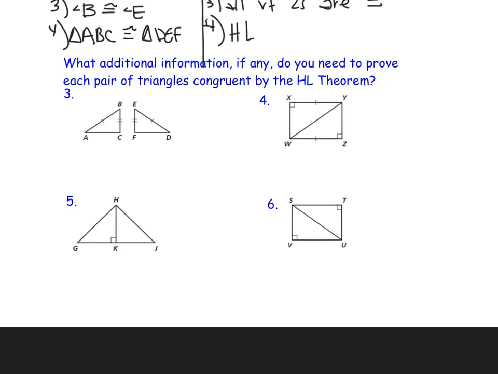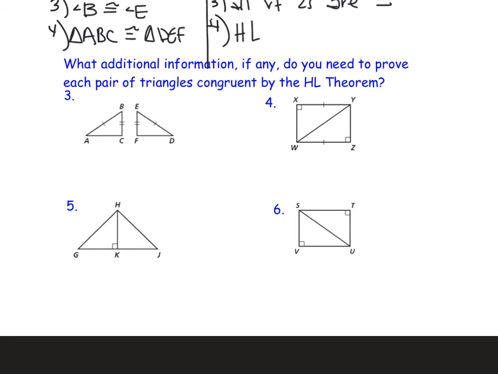Moving down to this last section here: what additional information, if any, do you need to prove each pair of triangles congruent by hypotenuse leg? On number 3 here, we have that the legs are congruent and the hypotenuses are congruent, but we are missing that these angles are congruent. You can either write it or draw it in, it doesn't matter. Then number 4, we have the right angles, and we have two of the legs that are congruent. So what we're missing is the hypotenuses being congruent. We're just missing this part here.